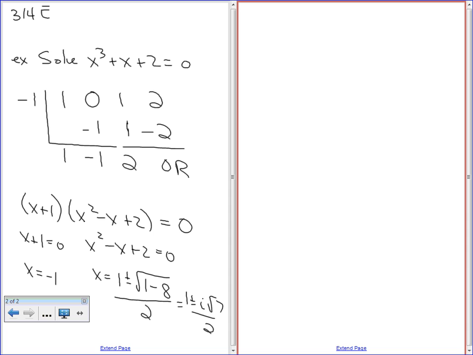Let's try this. So this one is really what I was talking about on Thursday. And I told you you had to wait the whole entire weekend for me to show you how to guess those fractional answers.